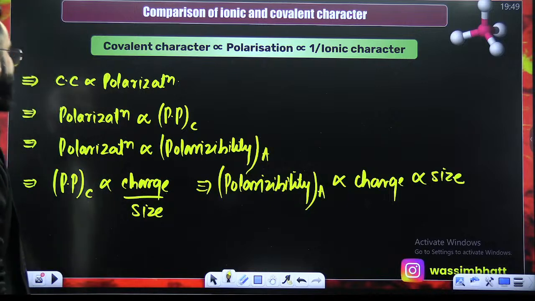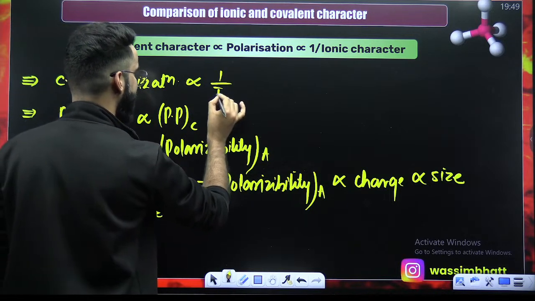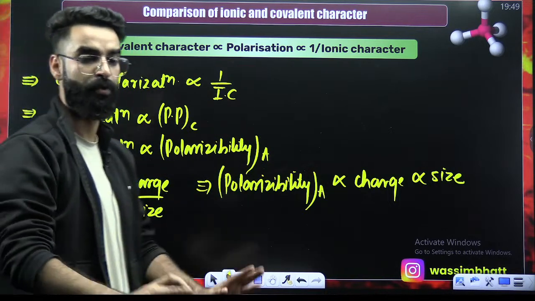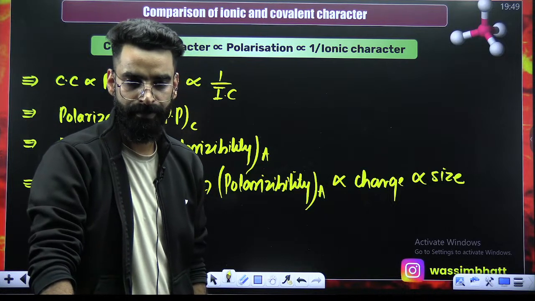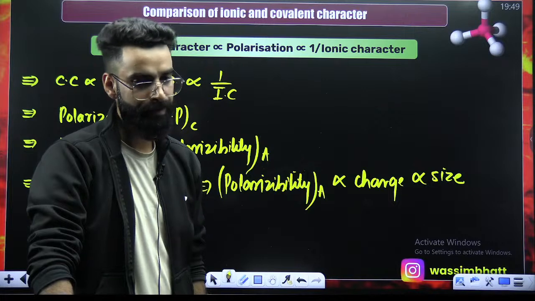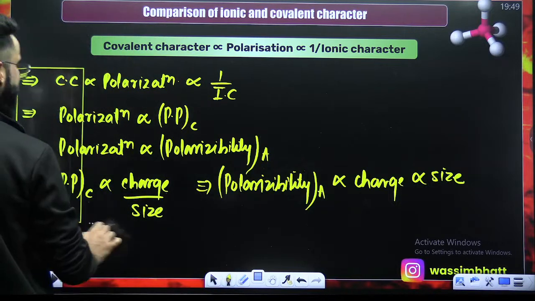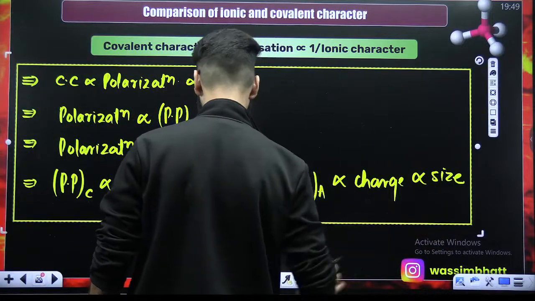Right? And you know, your covalent character itself will be inversely proportional to ionic character. More the covalent character means lesser the ionic character. Lesser the covalent character means more the ionic character. Perfect? I believe I'm clear. So remember these things and you're sorted. You can easily solve all the types of questions which are asked when it comes to your Fajan's rules.